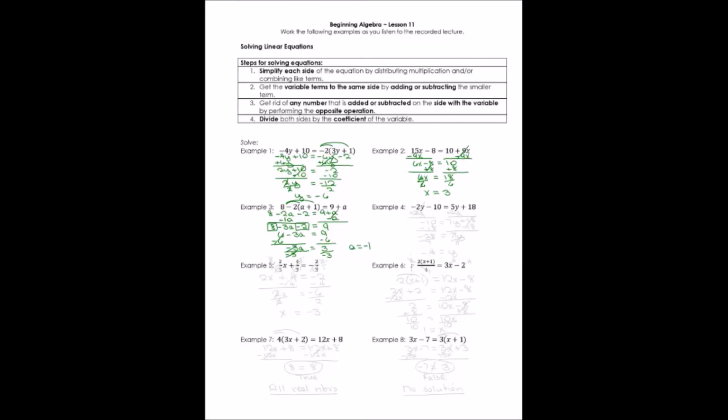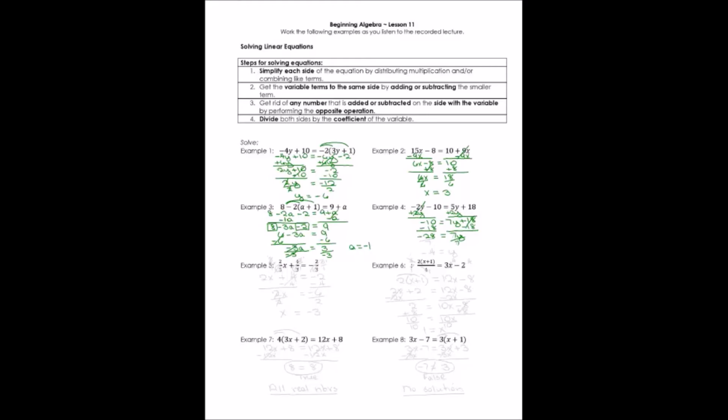For example number 4, we're going to start off with get the variables to the same side. Step 2, working with this negative 2y, we'll add 2y to both sides. And we end up with negative 10 equals 7y plus 18. Now I want to isolate my variable term. Step 3, I'll subtract 18 to get rid of this positive 18. And I have 7y is equal to a negative 28.